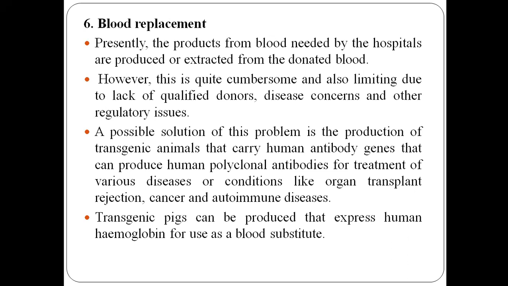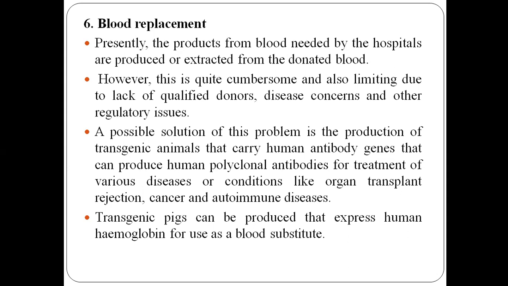Next is blood replacement. Presently the blood products needed by hospitals are extracted from donated blood. However, this is quite cumbersome and also limiting due to lack of qualified donors, disease concerns, and other regulatory issues. A possible solution to this problem is the production of transgenic animals that carry human antibody genes, so they can produce human polyclonal antibodies for the treatment of various diseases or conditions like organ transplant rejection, cancer, and autoimmune diseases.